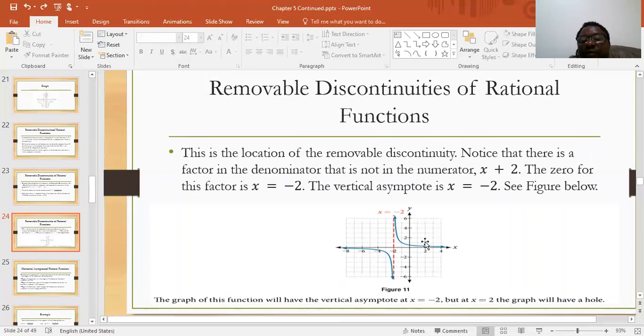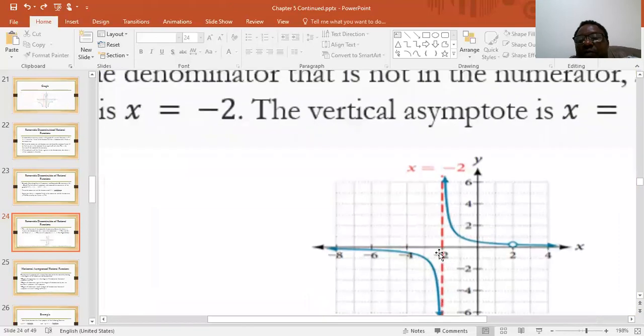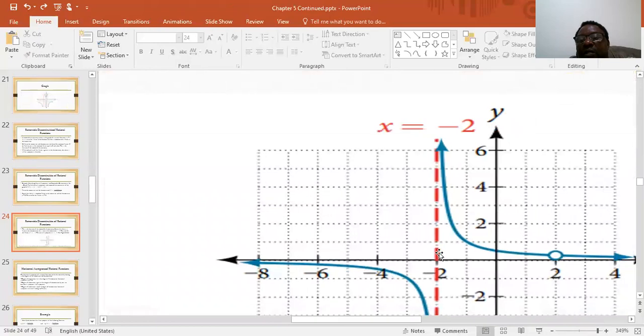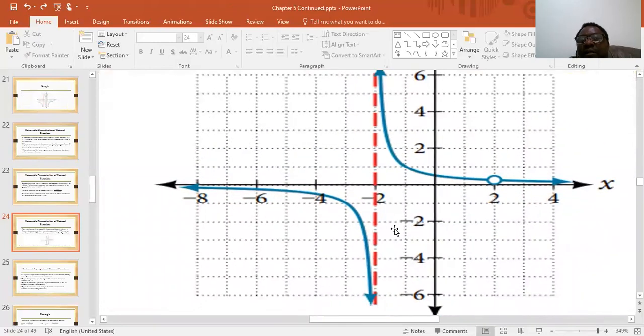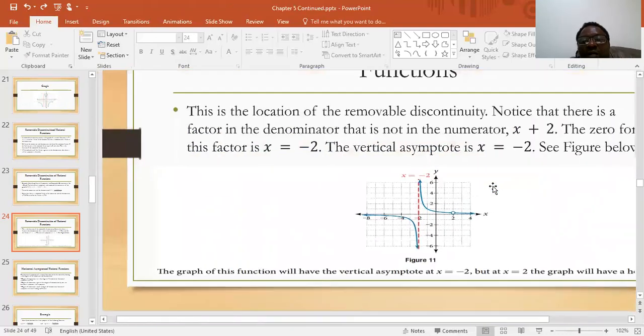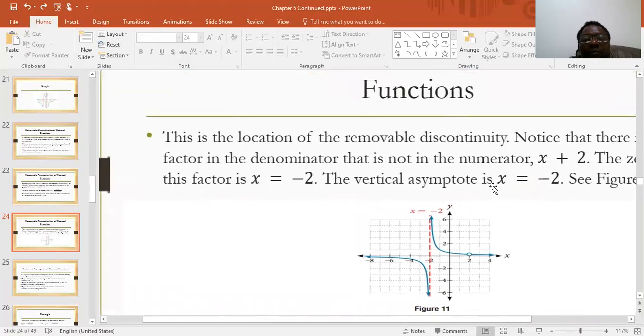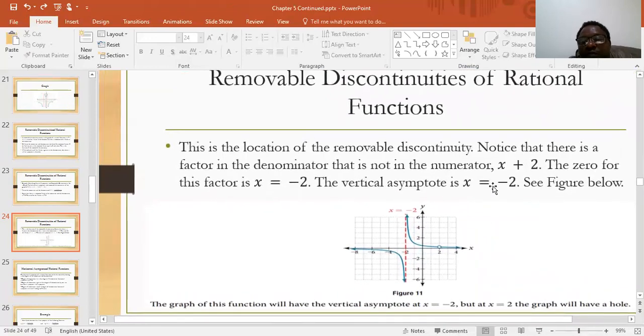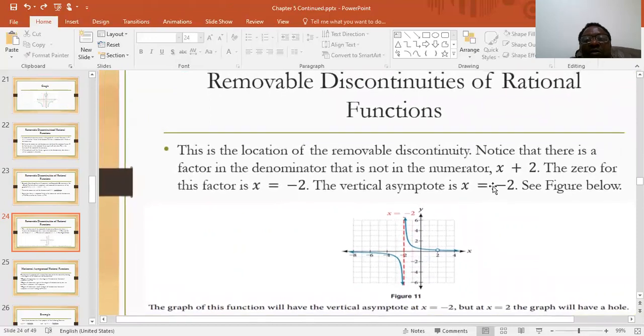So this is the value at 2. We have a circle at the point 2, which, if you look very well when I increase the graph, you will see that normally at 2 here, we are supposed to have 1 over 4. But because the function was not defined at 2, it is a removable discontinuity. The function would have otherwise been defined if it was not 0 at the denominator. So that's what we call a removable discontinuity.